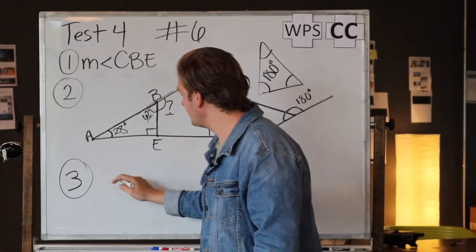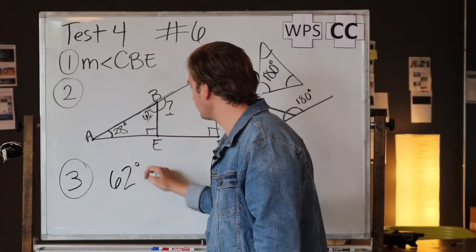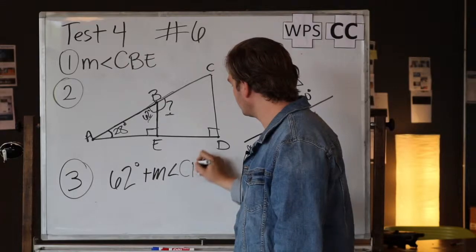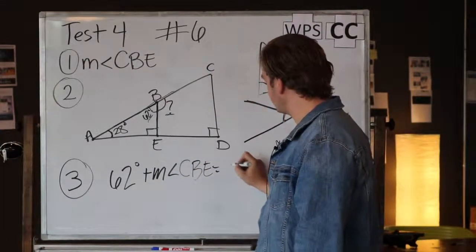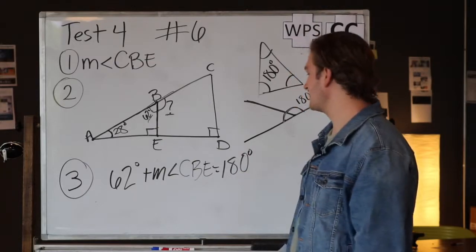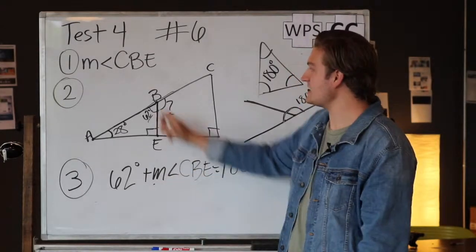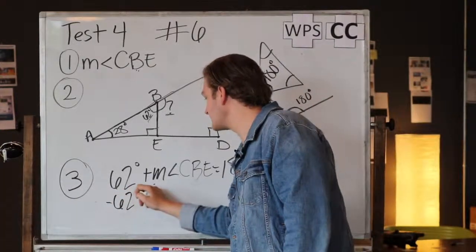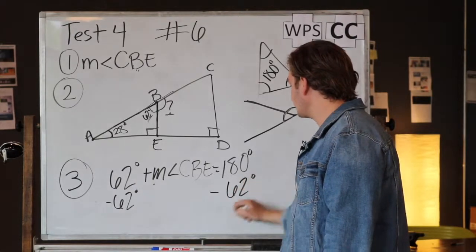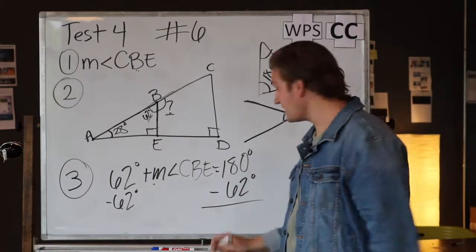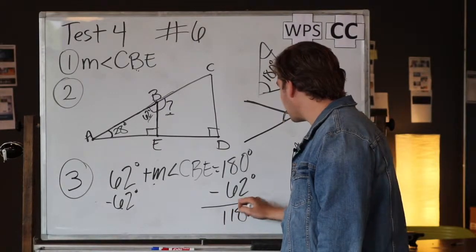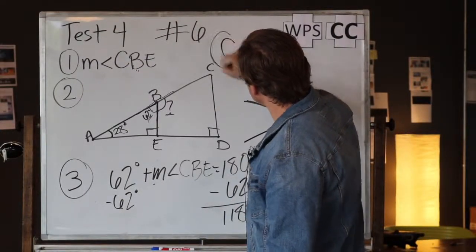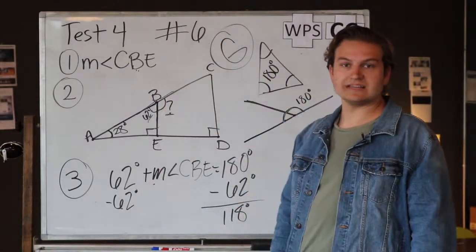Now check this out. We have 62 degrees plus the measure of angle CBE equals 180 degrees. Now, to find the measure of angle CBE, which is what we're trying to find in the problem, all we have to do is subtract 62 degrees from both sides. And when you do that, you will be left with 118 degrees. And that is answer choice G. So your answer here is answer choice G.